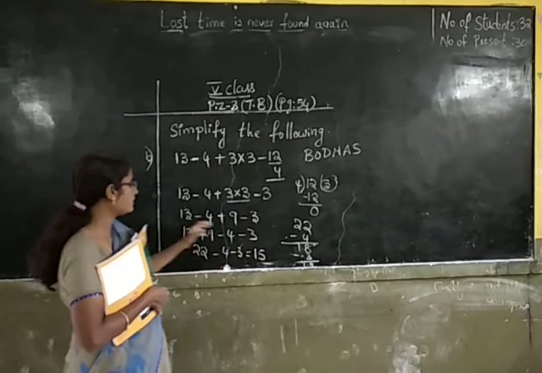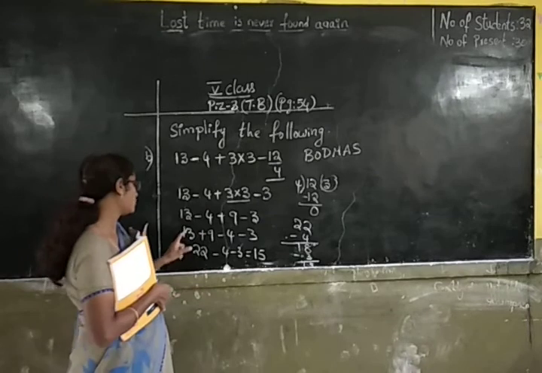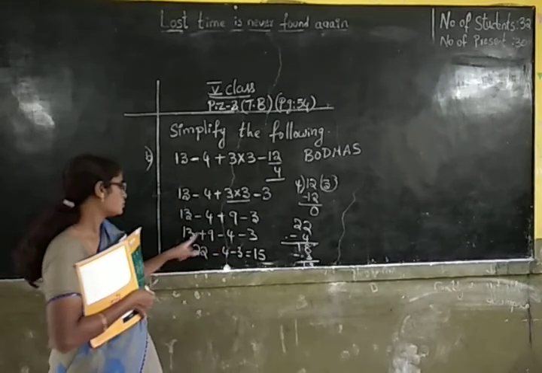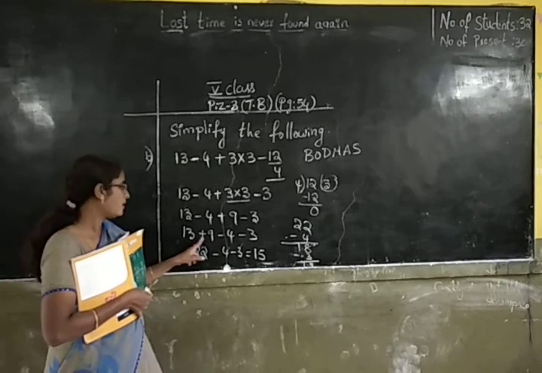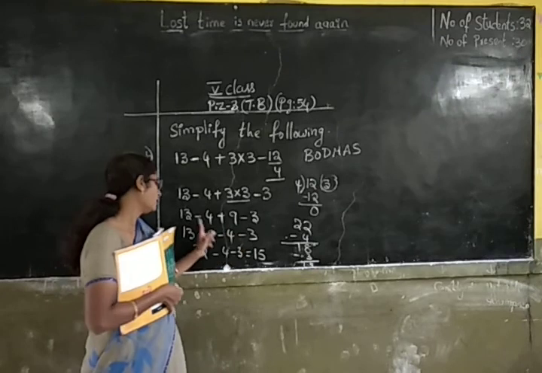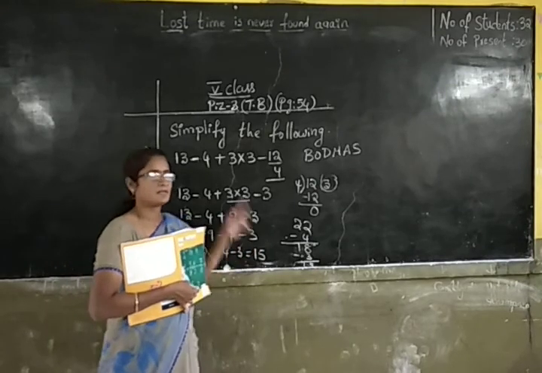After multiplication we have to rearrange the numbers with the addition symbol. So 13 is having addition symbol and 9 is also having addition symbol, so we have to write them in a line. After writing them in a line, then we have to write down the numbers with subtraction. 4 is having the symbol subtraction and 3 is also having the symbol subtraction.